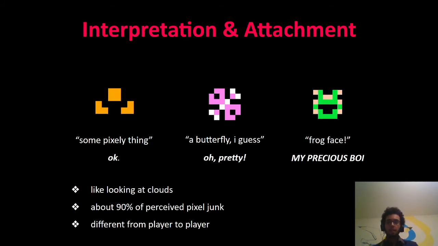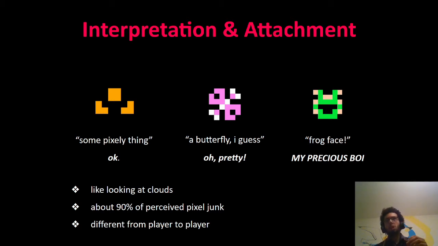And some players give meaning to them even though the game doesn't attach one explicitly. For instance, this orange thing is just like an orange thing, but this pink one looks kinda like a butterfly, and the green one looks like a frog face. It's a bit like looking at clouds.